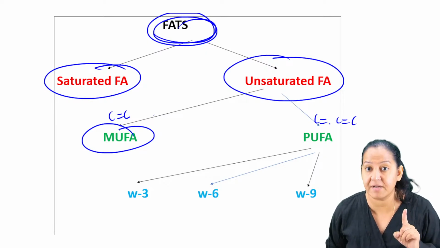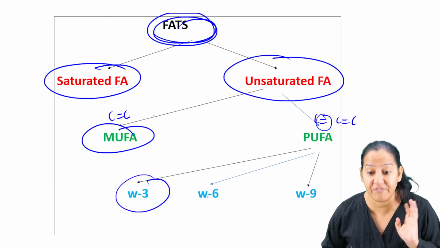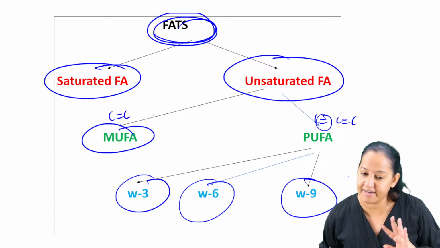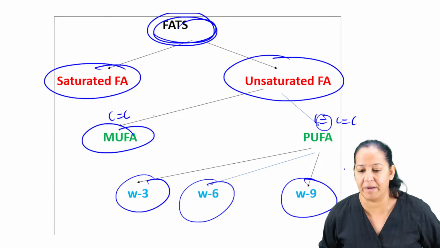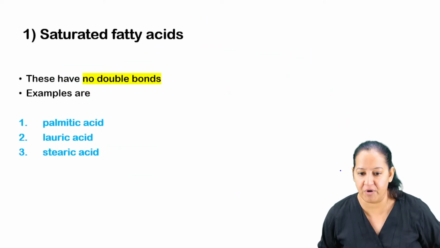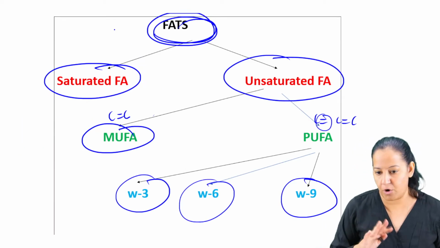If multiple double bonds are there, where is the first double bond? The first double bond is on carbon number 3, it's omega 3. The first double bond is on carbon number 6, it's omega 6. And the first double bond is on carbon number 9, it's omega 9. So we have 3 types of PUFA: omega 3, omega 6, and omega 9. I hope you are getting it. So we will talk about them one by one.